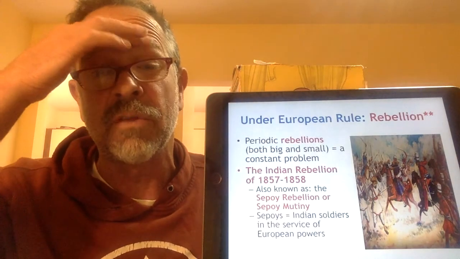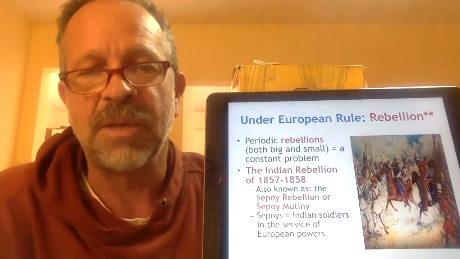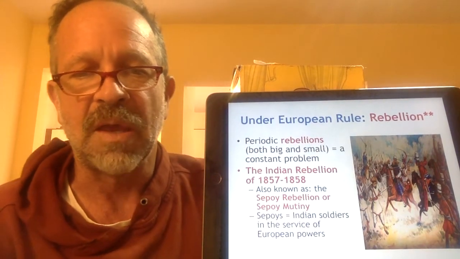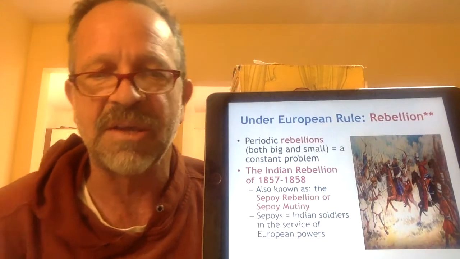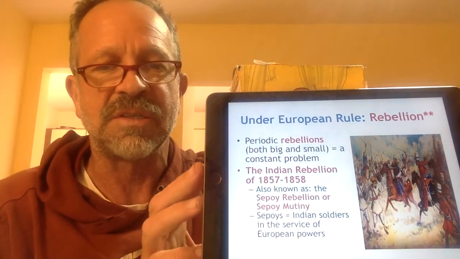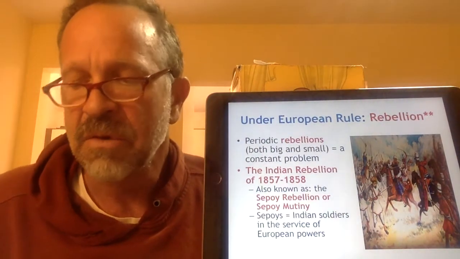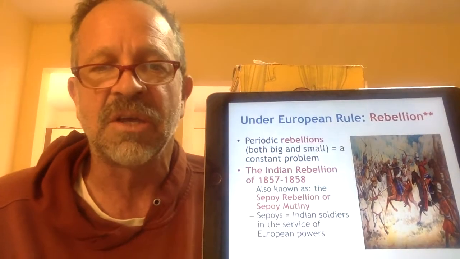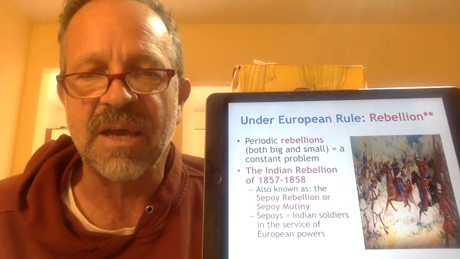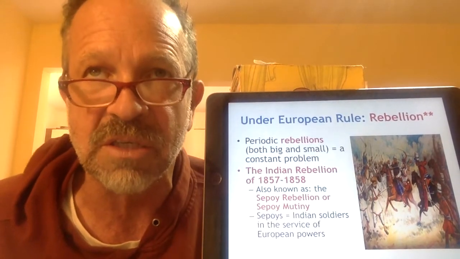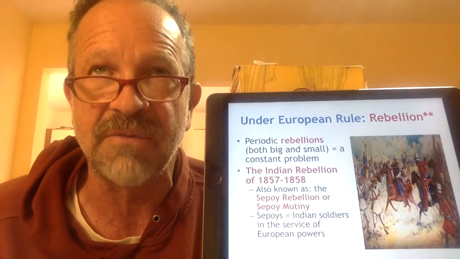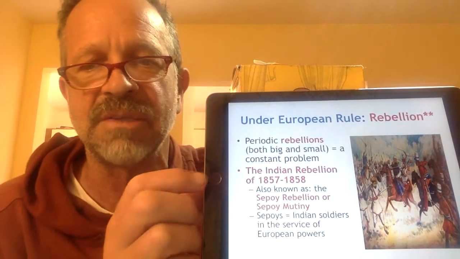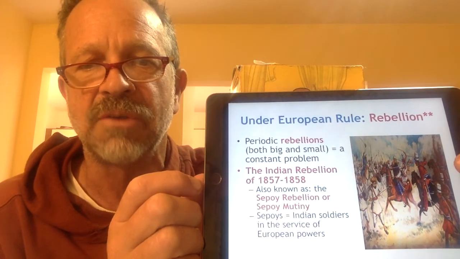There are rebellions all over the world when the Europeans come and try to control people. Obviously, no one's happy about that. And the Indians have a big rebellion in 1857, known as the Sepoy Mutiny. This is when the Indian army, the Indians fighting for the British, started the rebellion because the gun cartridges were supposedly smeared with pig fat and cow fat, which upset the Muslim and Hindu soldiers.